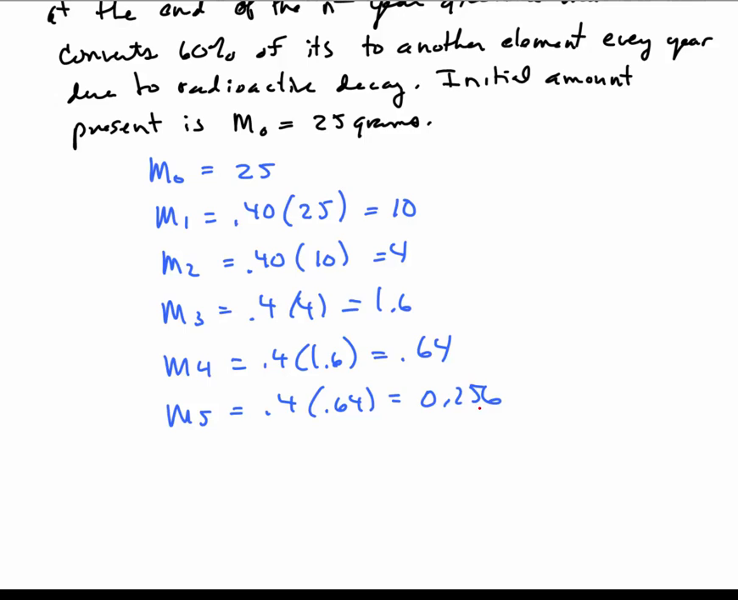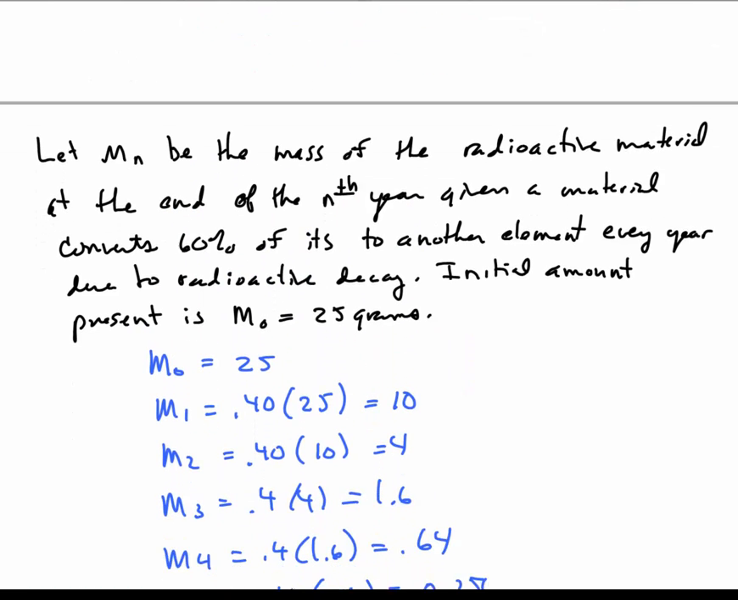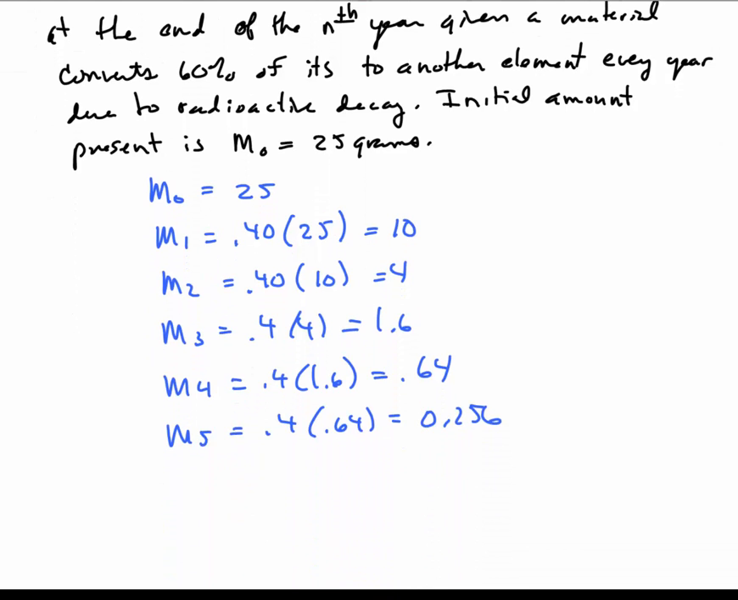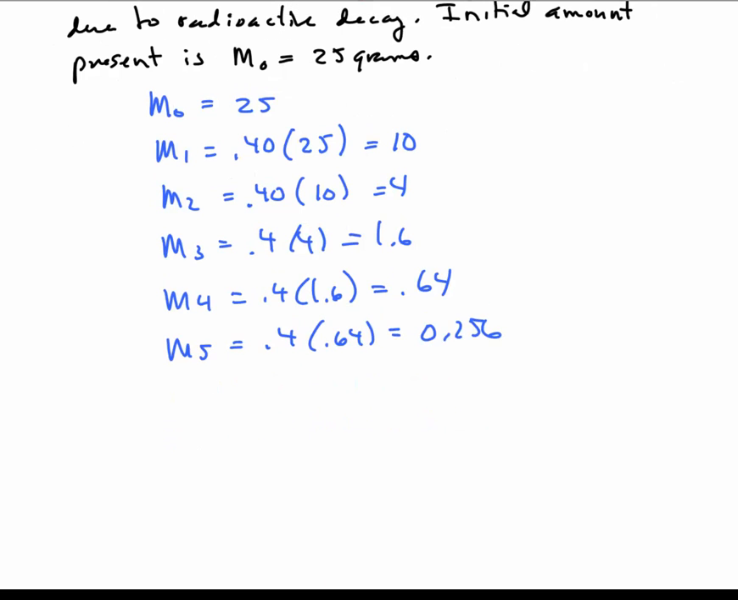Now, it looks to me like it's getting smaller and smaller, so I think this is converging to 0. So eventually there will always be a minuscule amount of the radioactive material there, but it may not be measurable, but it is going towards 0, that idea of a limit. So what we want to do is go ahead and find the recurrence relation that generates the sequence.